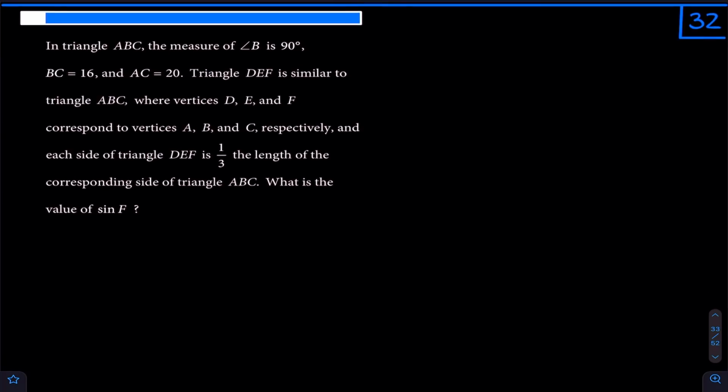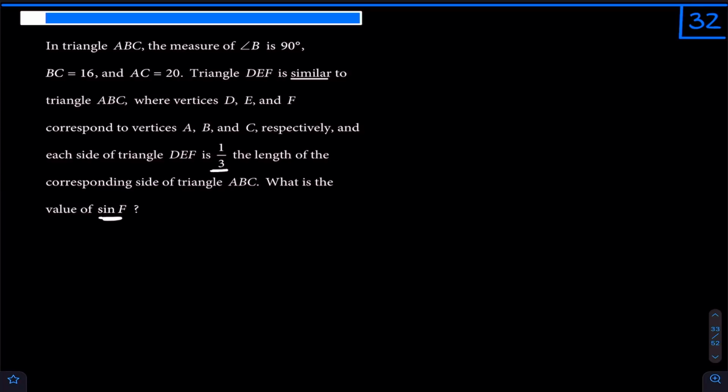So moving on to problem 32, this is the start of those geometry problems I was talking about. This problem says in triangle ABC, the measure of angle B is 90 degrees. BC is 16 and AC is 20. Triangle DEF is similar to triangle ABC. That's an important note right there, where vertices DEF correspond to vertices ABC respectively, and each side of triangle DEF is 1/3 the length of the corresponding side of triangle ABC. That's another really important note right there. Then it asks us, what's the value of sine of F?